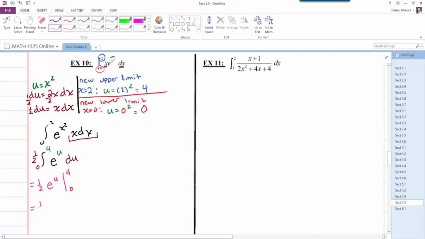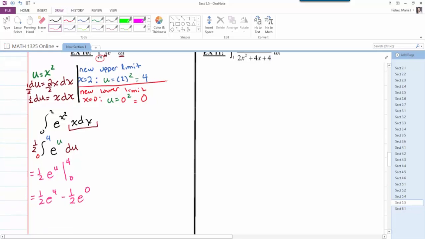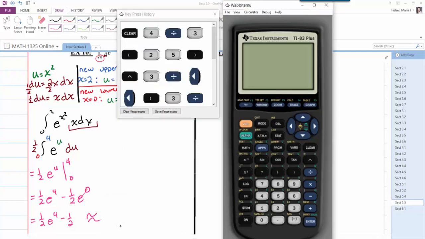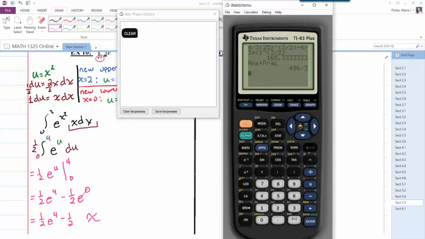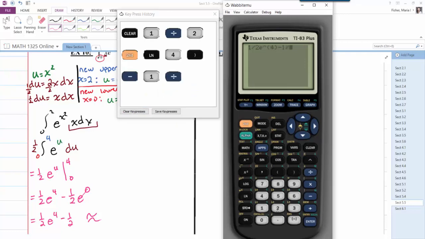So this is going to be 1/2 e to the 4th minus 1/2 e to the 0 power. Now I know that e to the 0 is equal to 1, so this is going to be 1/2 e to the 4th minus 1/2. Or in a calculator, if I want to find the approximate answer, 1/2 times e raised to the 4th power minus 1/2 to 3 decimal places is going to be 26.799.